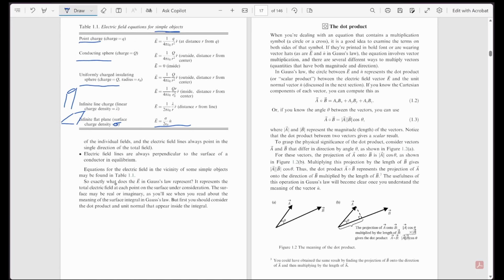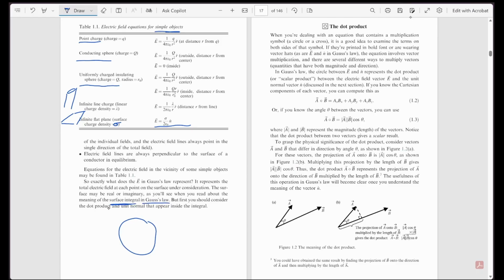Okay, so exactly what does the electric field in Gauss's law represent? It represents the total electric field at each point on the surface under consideration. For example, we took this surface, and it takes into consideration the electric field at every point. The surface may be real or imaginary, as you'll see when you read about the meaning of the surface integral in Gauss's law. We'll see the surface integral in just a second.